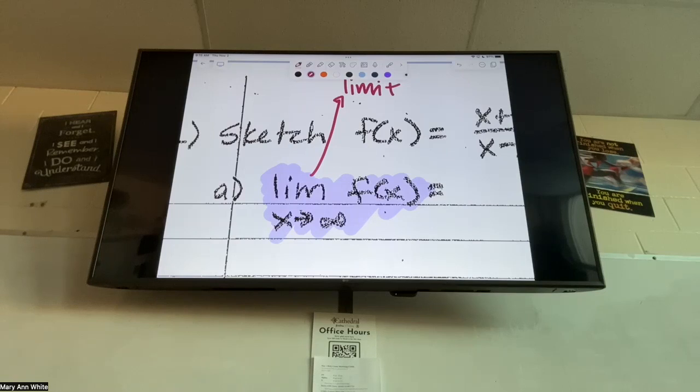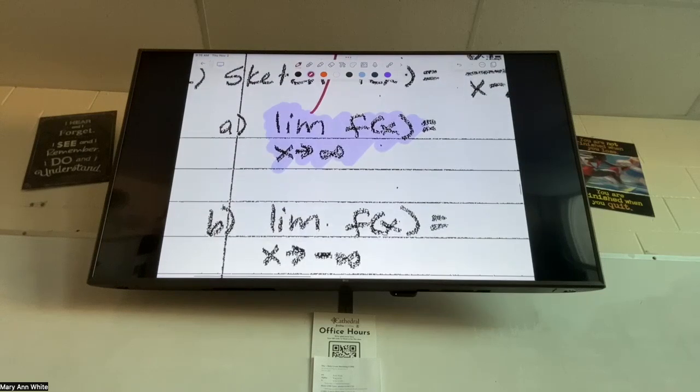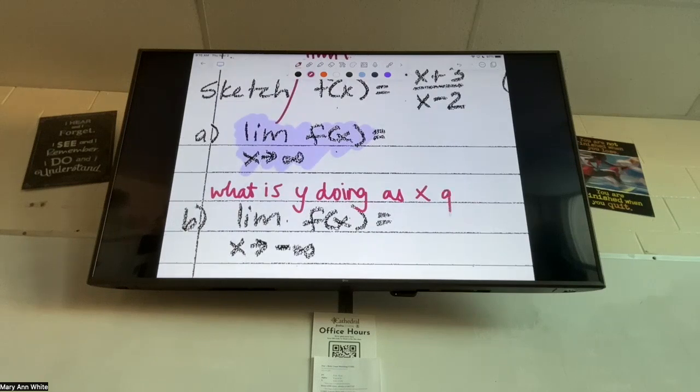A limit is a calculus idea about what happens as you approach something. So when it says limit of f of x as x arrow infinity, basically what that's saying is: what is the limit? What is y approaching? What is y getting closer to? What is y doing? Whatever word you want to use, what is y approaching, what is y getting closer to, as x gets closer to infinity?